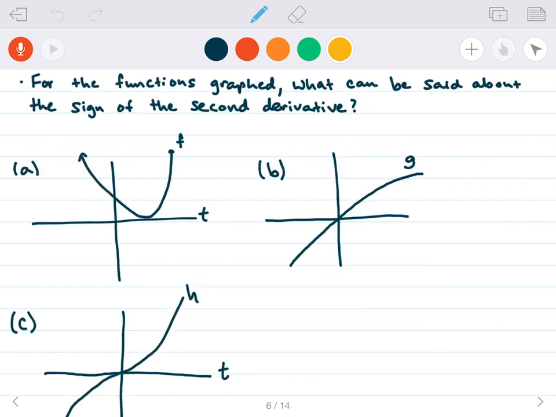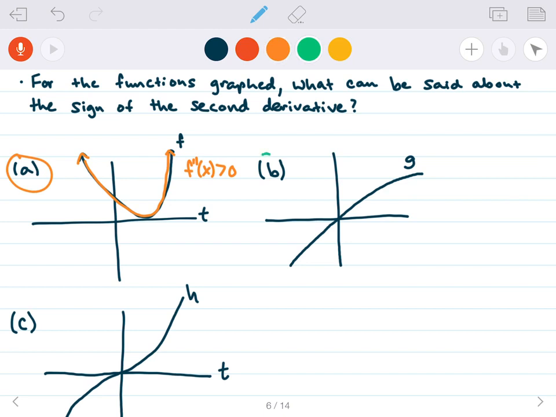All right, so let's do some examples. For the functions graphed, what can be said about the sign of the second derivative? So we have three functions graphed, and we're trying to figure out the concavity, basically, to determine the sign of the second derivative. So if we look at A, this thing is concave up all the way, right? It doesn't ever concave down. And so what this tells us is that the second derivative is always going to be positive.